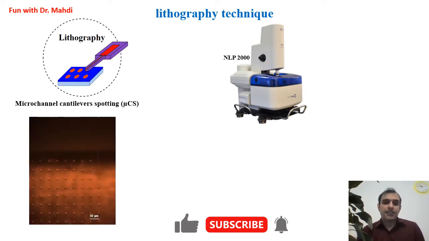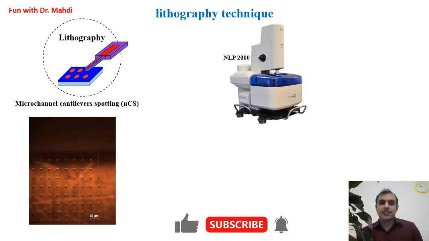Here in this video, you can see printing the molecule on the surface. You can see the ink is transferring to the surface through this channel. The width of the channel is 10 micron. It means the diameter of every droplet, every dot, is 10 micron. The distance between two dots is 50 micron.